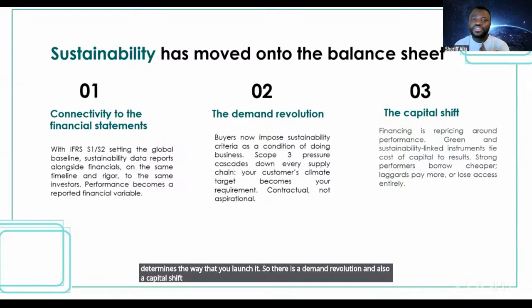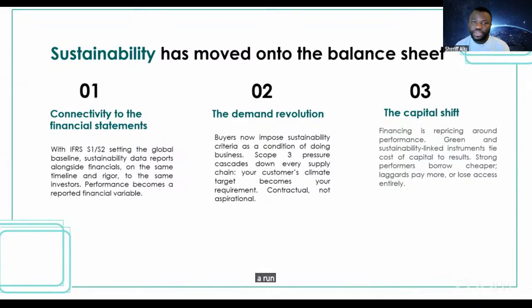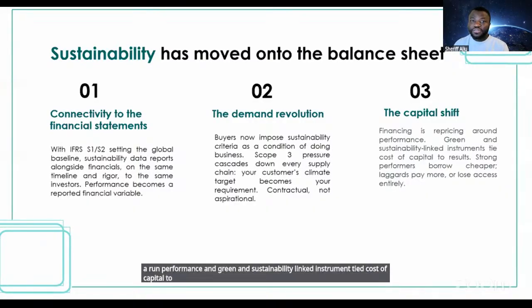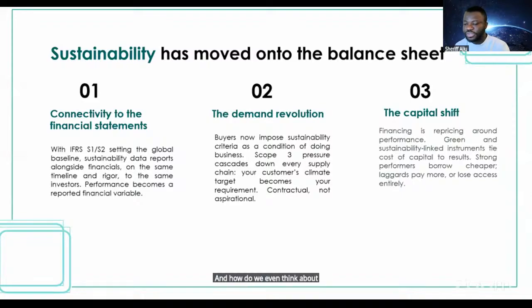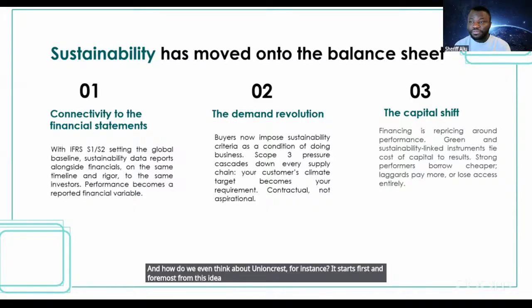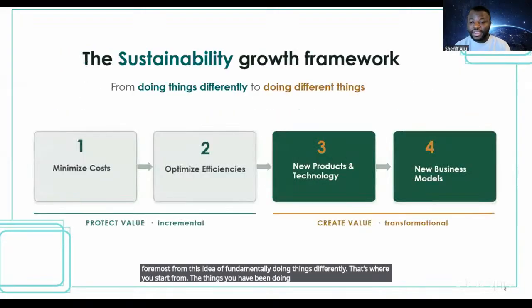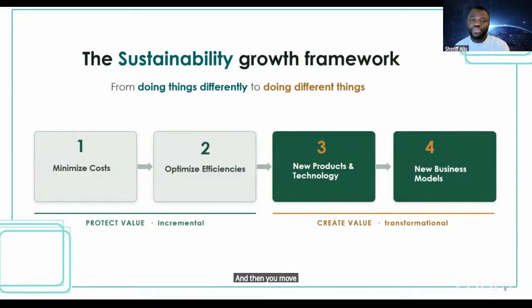Financing is repricing around performance, and green and sustainability-linked instruments tie cost of capital to results. Those imperatives are driving this connectivity of sustainability to the balance sheet. And how do we think about sustainability as a growth framework, and how do we even think about it at Union Crest, for instance? It starts first and foremost from this idea of fundamentally doing things differently. That's where you start from. You start with doing the things you have been doing differently, and then you move to doing different things.